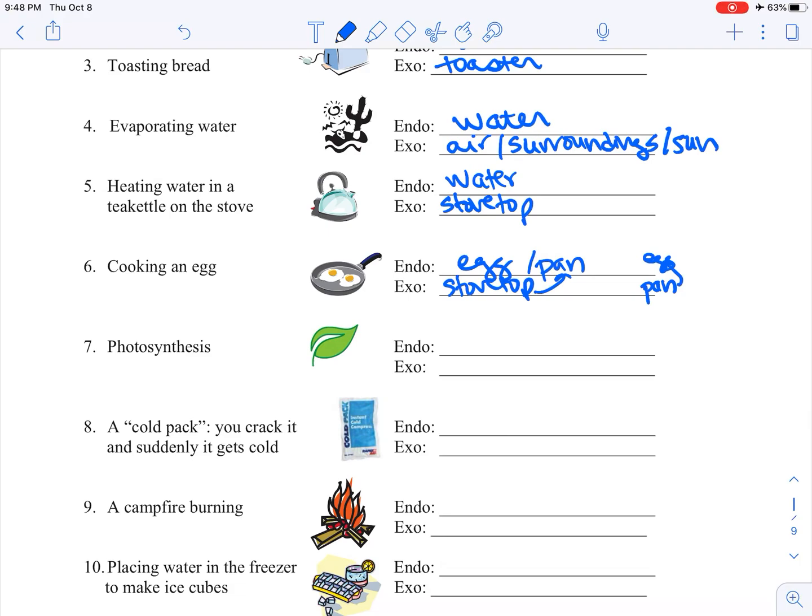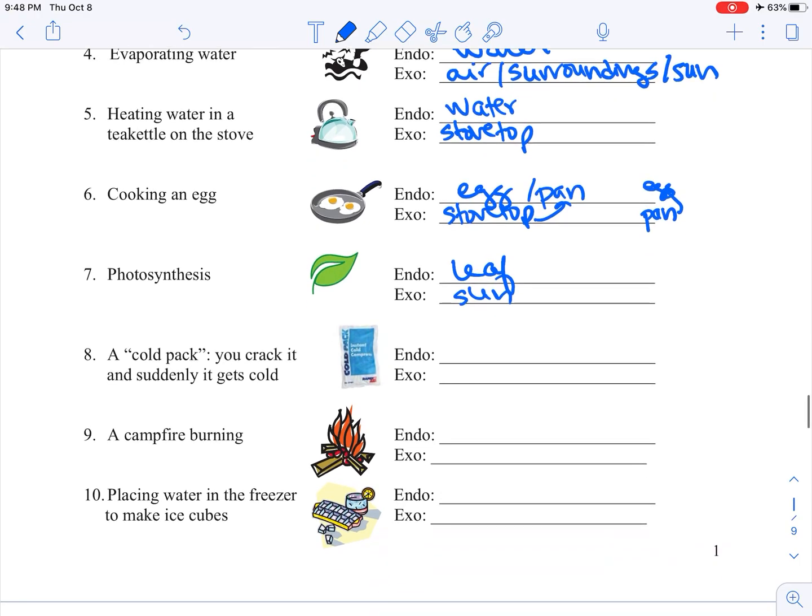Photosynthesis. What is absorbing heat? That would be the leaf. What is giving off the heat? How about the sun?